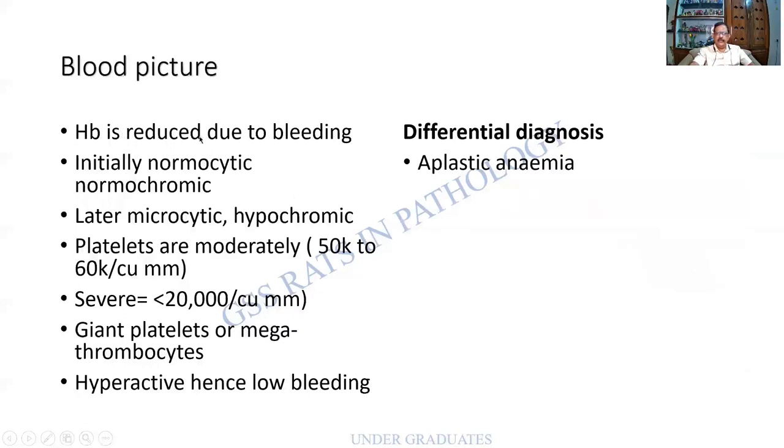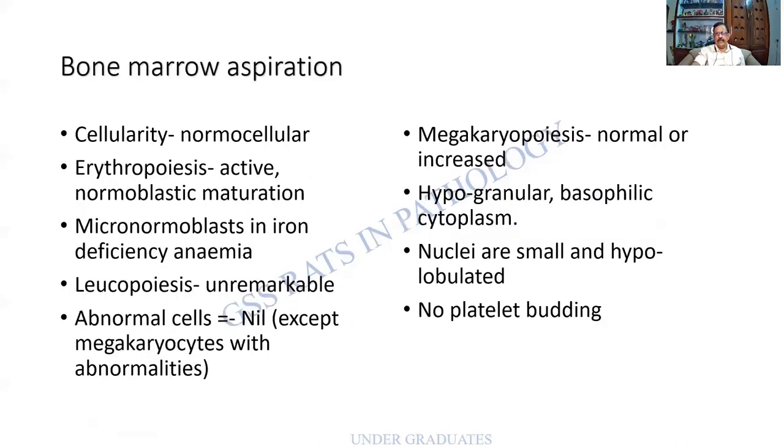And the blood picture is, because of bleeding, the hemoglobin is reduced. Anemia is initially normocytic, normochromic, but later on it becomes microcytic hypochromic due to iron loss. And the platelet count I had mentioned earlier. In severe cases, it can become less than 20,000. Giant platelets can be seen, which are called megathrombocytes. But these platelets somewhat compensate. They are hyperactive and therefore they prevent active bleeding. The differential diagnosis we should have in mind, at least one condition where you don't see platelets, will be aplastic anemia. Please remember one differential diagnosis.